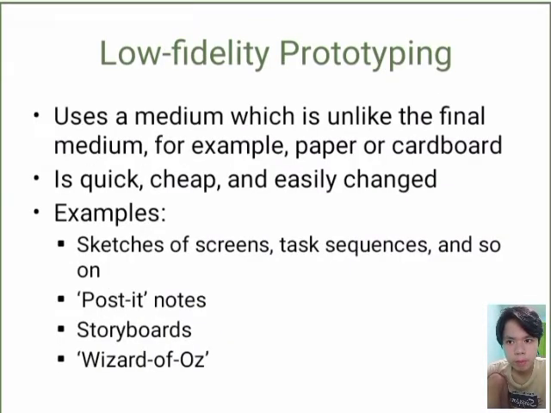Next, low fidelity prototyping uses a medium which is unlike the final medium, for example paper or cardboard. Kumbaga easy way siya of prototyping something kasi gamit mo lang naman is paper, cardboard, wood, sketches, etc. Cheap siya and easy way of prototyping or representing something of a product like car, miniature, town, ganun. Next is quick, cheap, and easy to change kasi mga wood, cardboard lang naman gamit.